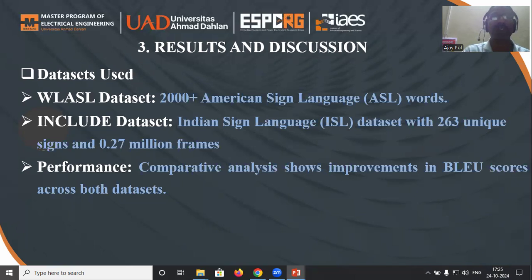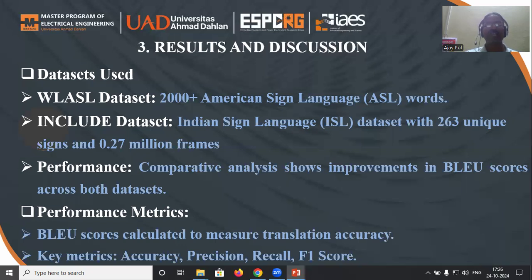The two-phase evaluation compares datasets for American Sign Language and Indian Sign Language. The word-level American Sign Language dataset shows 2000-plus American Sign Language words by 100-plus signers, and they include Indian Sign Language with 0.27 million frames across 4,287 videos. It covers 263 unique ISL signs categorized into 15 different words.